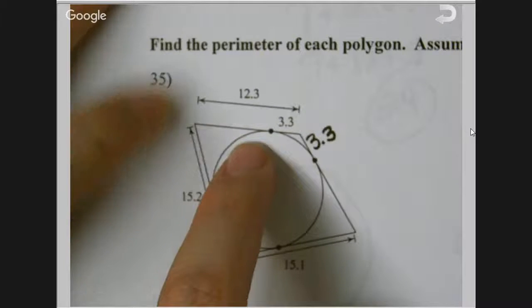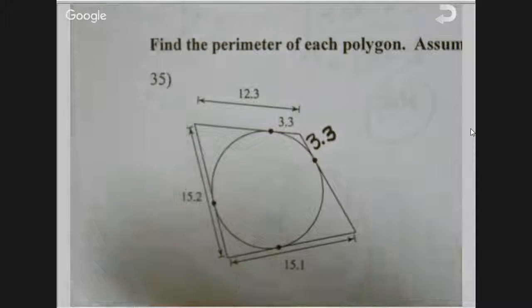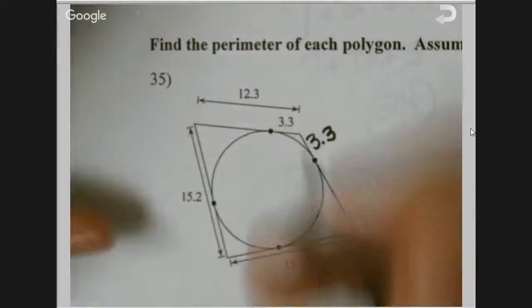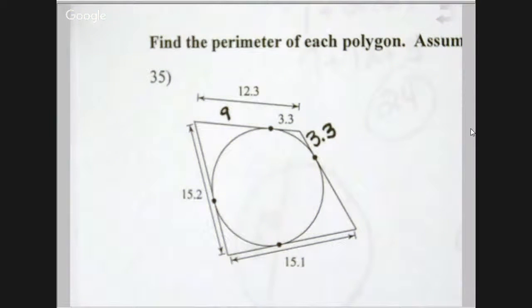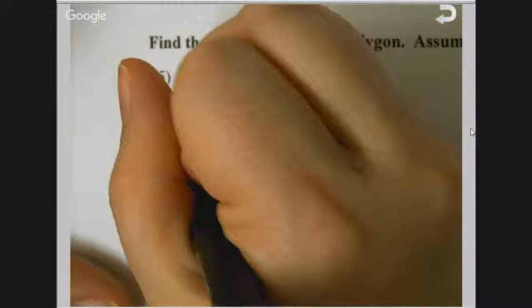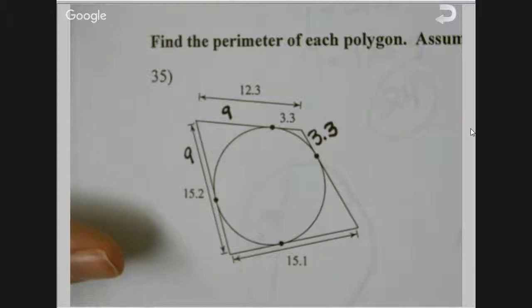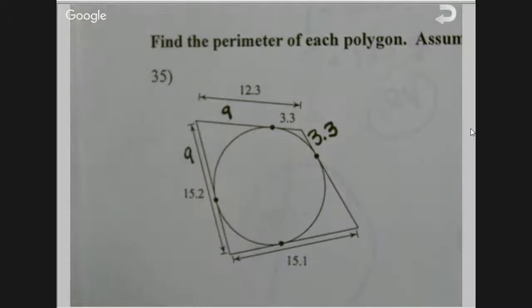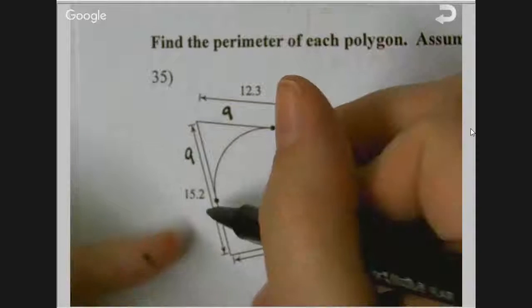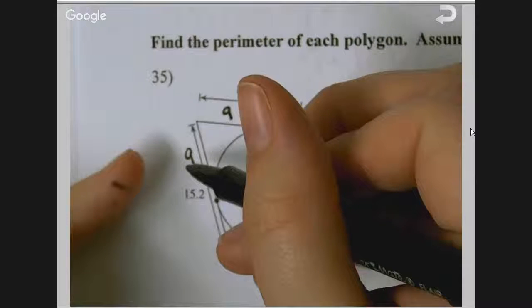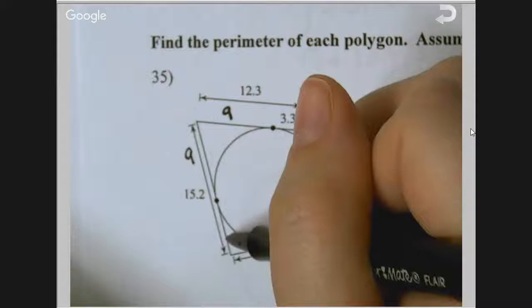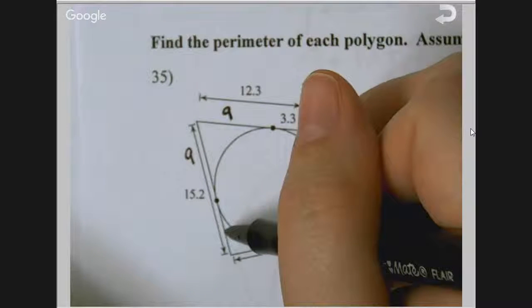Yeah, you just subtract. It's really not that big of a deal. 12.3 minus 3.3 is 9. So this little portion is 9. And if that little portion is 9, then this little portion is 9. So maybe you kind of see how I mean by it's a puzzle piece. Like one little piece takes you to the next and takes you to the next. Because you now know you have 15.2 minus 9 to get this other portion. Right? So that's 6.2.